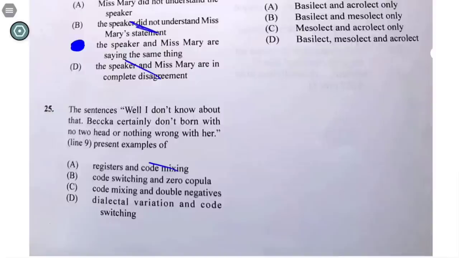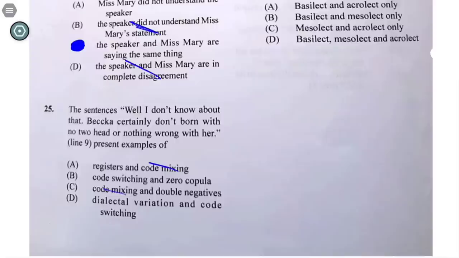An example of code mixing would be where you have Chinese people, real prominent in Jamaica, opening supermarkets and other wholesale and retail stores and shops around Jamaica, and you'd see them communicating with the Jamaicans by mixing the Jamaican Creole with their Chinese language, right? They'll be talking Chinese and then they drop into Patois, right? So that would be code mixing. So A and C are out. So we're left with code switching and zero copula, and dialectal variation and code switching.